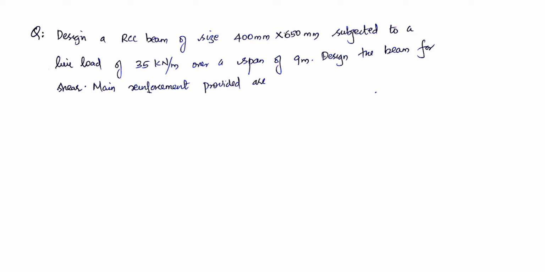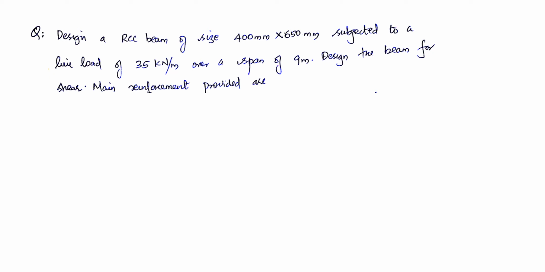Today's class we are going to see the numericals for the design of shear in an RC structure. So first question, design an RC beam of size 400 mm by 650 mm subjected to a live load of 35 kN per meter over a span of 9 meter. Design the beam for shear.